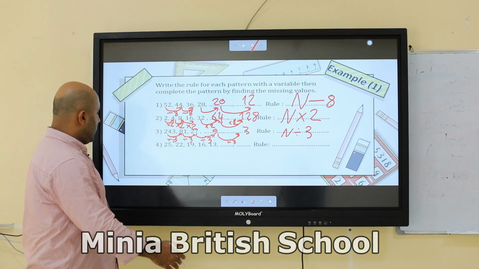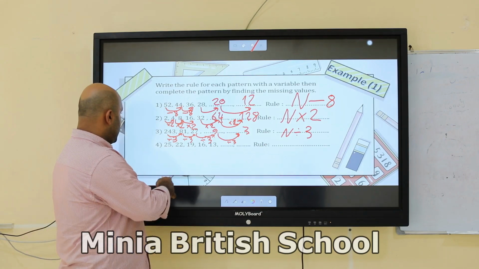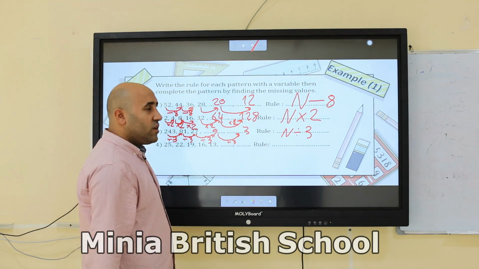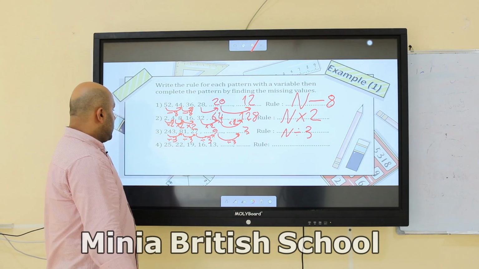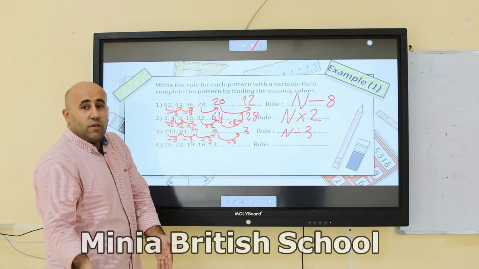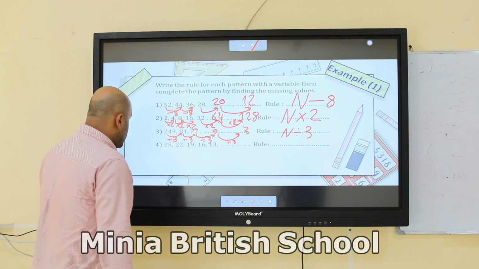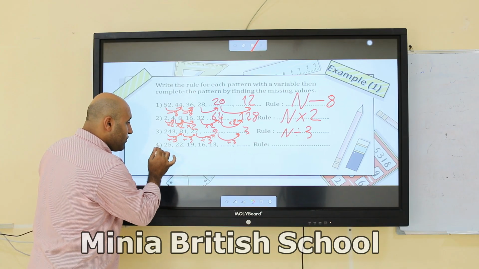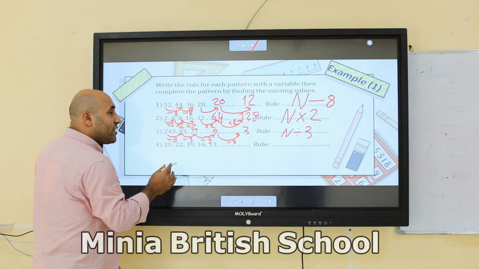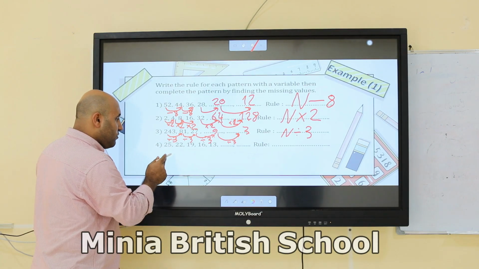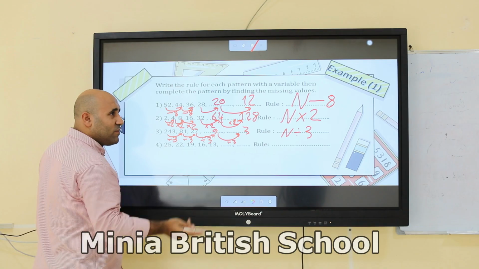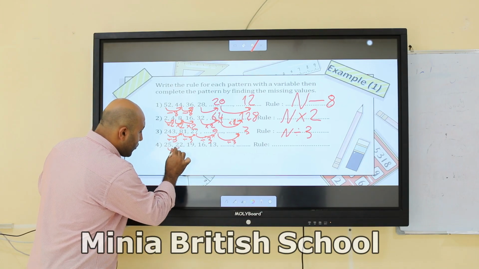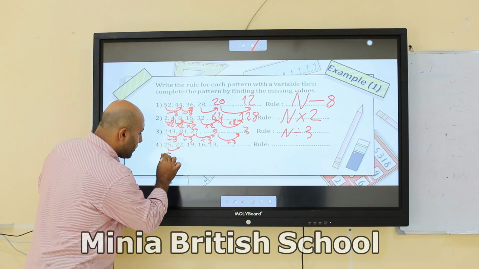25, then it came to be 22, 19, 16, 13. As you see, all the numbers decreased, so it may be division or subtraction. There is no division, because 25 divided by any number will not give me 22. So it might be the subtraction, subtracted by 3.